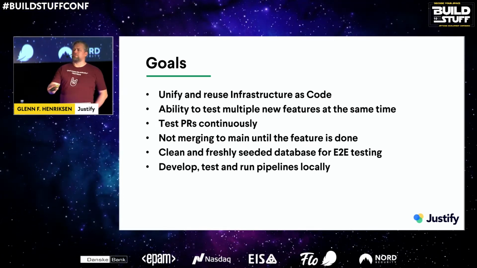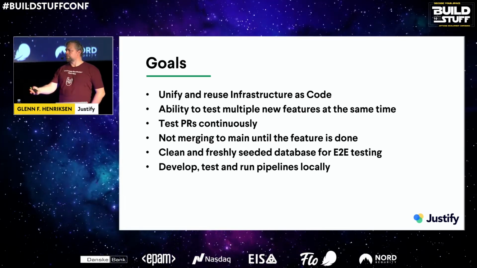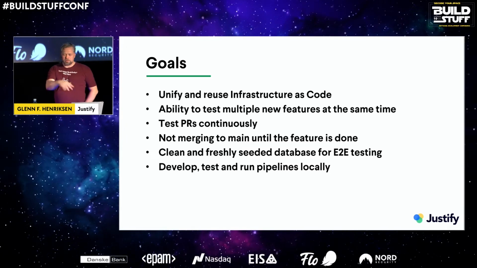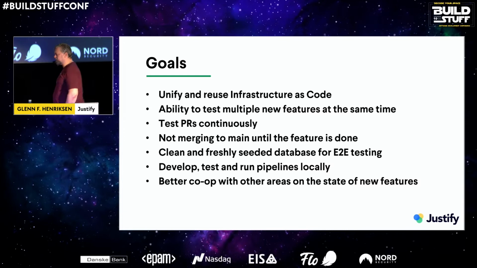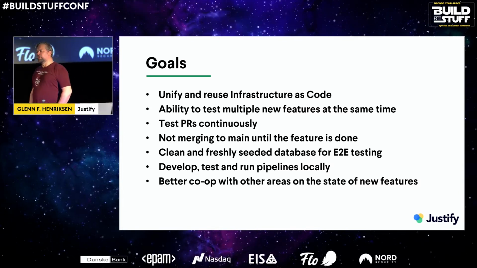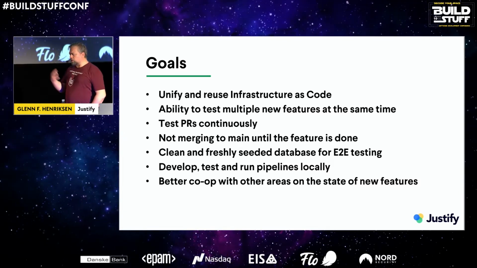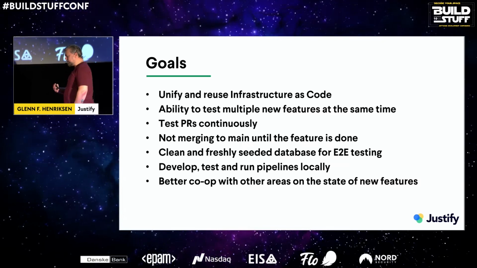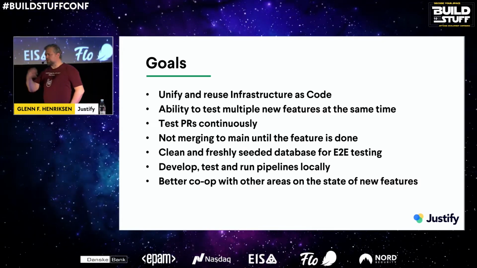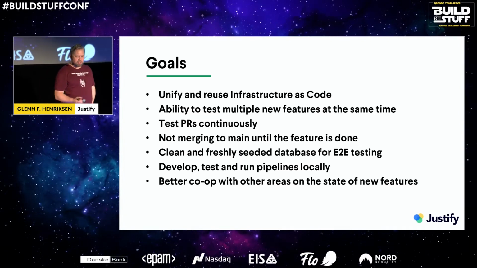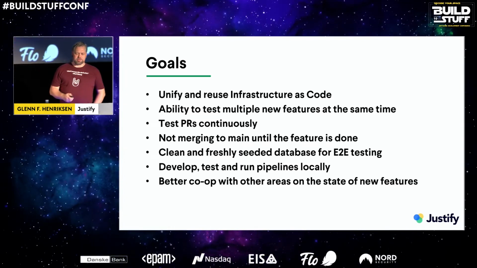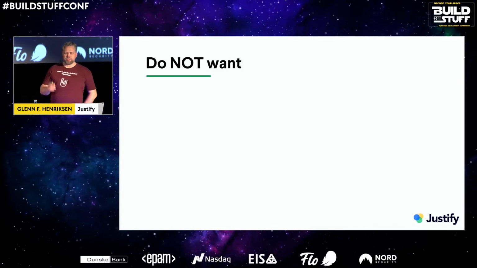And we also want to develop, test, and even run pipelines locally on our machines. And we want a better cooperation with the other areas in the business so that they could come and work closer together and test features as we go along and as we work on them and have a much shorter loop cycle with us.